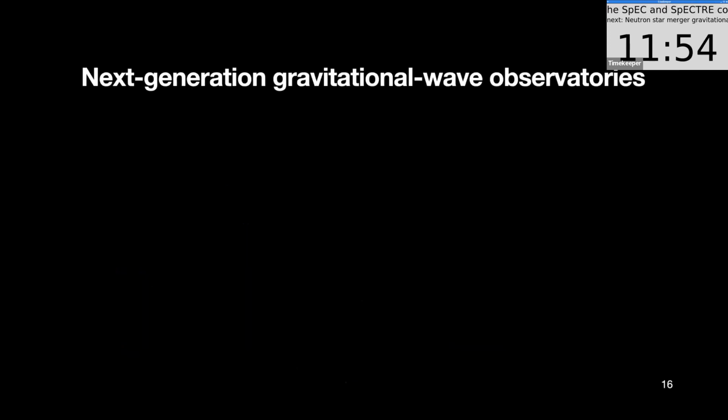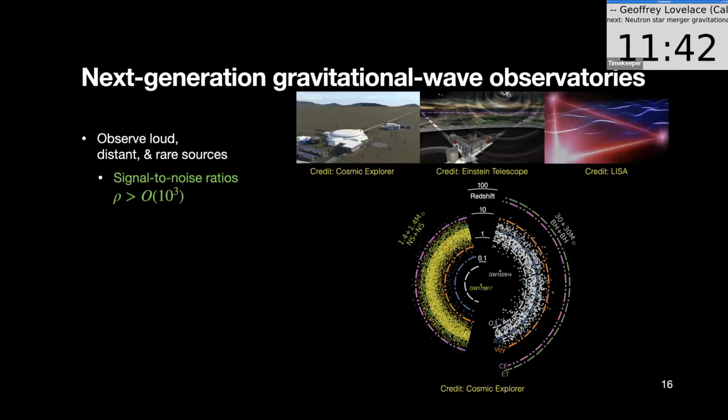What I want to make sure I have time to talk about is this: so far, what I've been showing is mostly focused on modeling gravitational waves for today's gravitational wave detectors. But of course, we have new detectors that are hopefully going to be running in the 2030s. Here are 3 of them: Cosmic Explorer, Einstein Telescope, and LISA. All of these are going to be much, much more sensitive, and they will be able to observe signals with signal to noise ratios potentially on the order of 1,000.